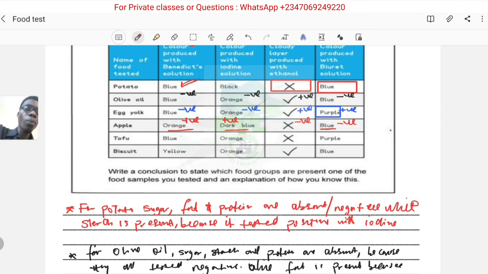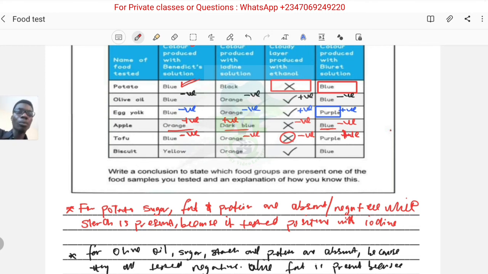For tofu, it is negative for sugar because the color remains the same. It is negative for starch, the color of iodine remains the same. It is negative for the emulsion test, because there's no reaction, no cloudy layer, so fat is absent. But for the biuret test, it is positive. That means it contains protein.